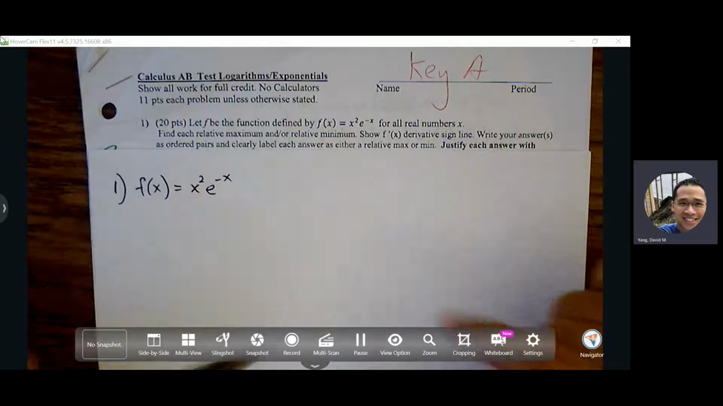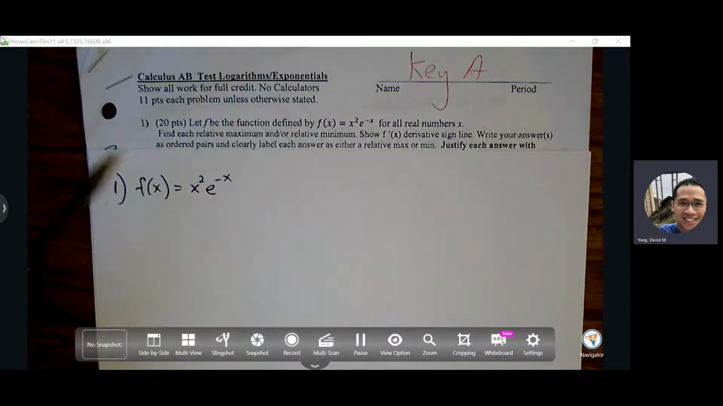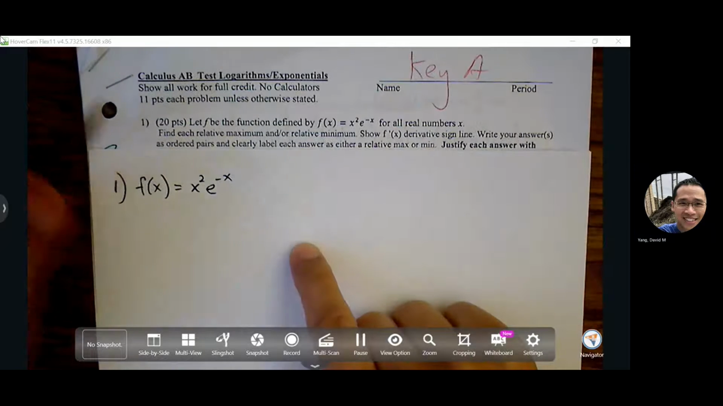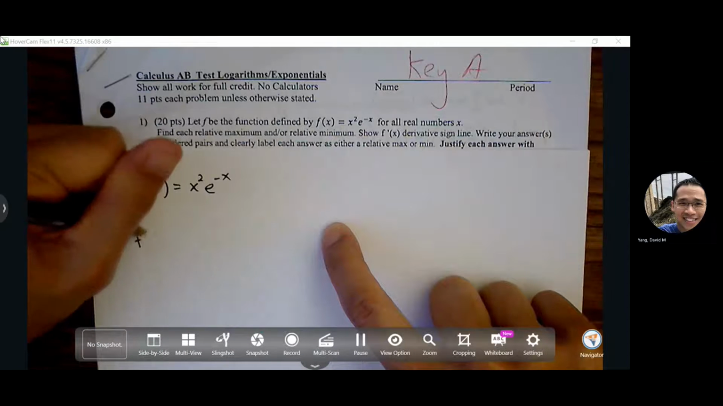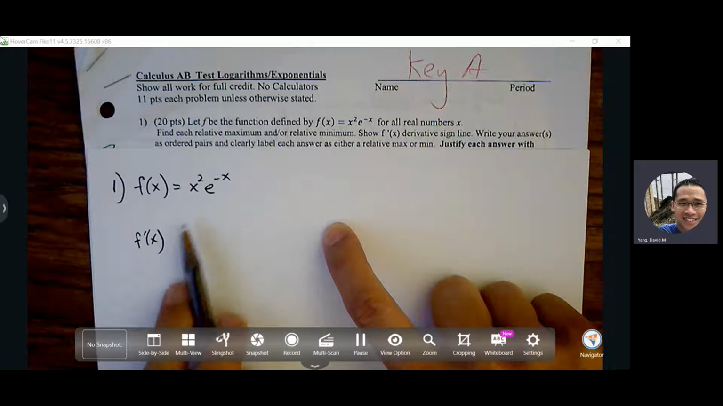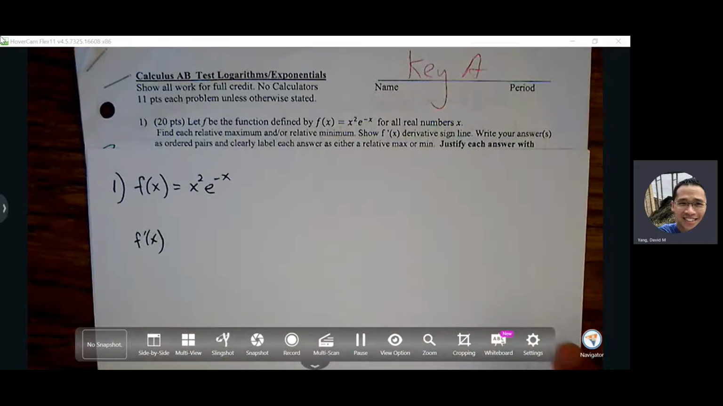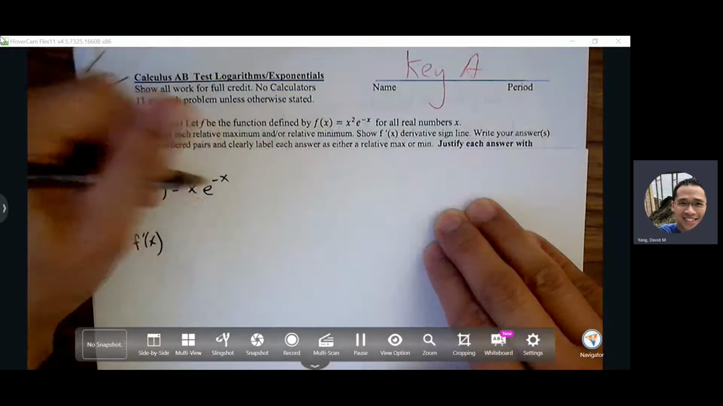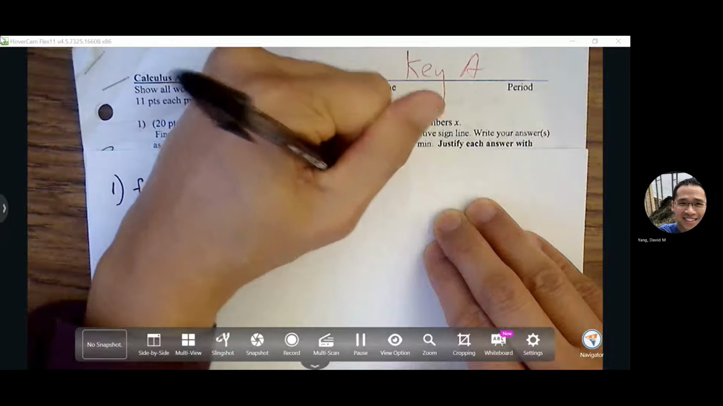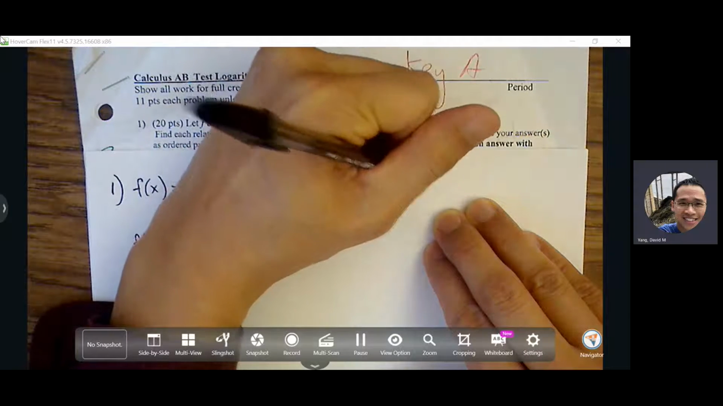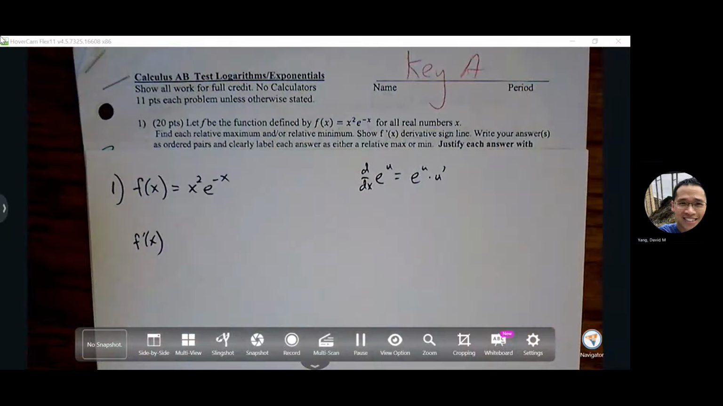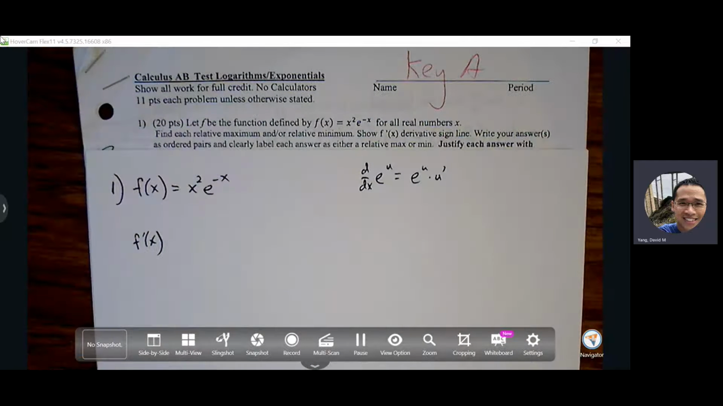So we're going to have to go through f prime. Create a sign line. So to get f prime, can you tell what rule is required here? Product rule, yeah. And also we have a special rule for e to the u, which is e to the u times u prime. So product rule.